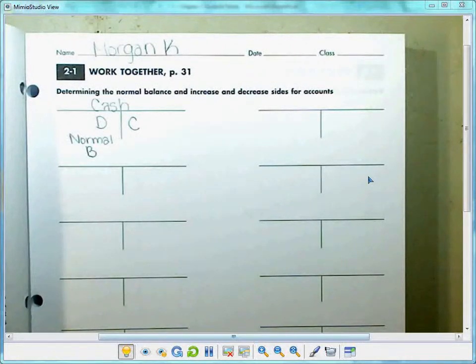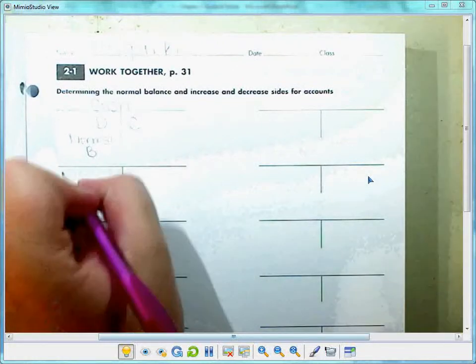And I like just drawing up and down arrows. So what side is going up then? Debit. So up arrow on debit, down arrow on credit.